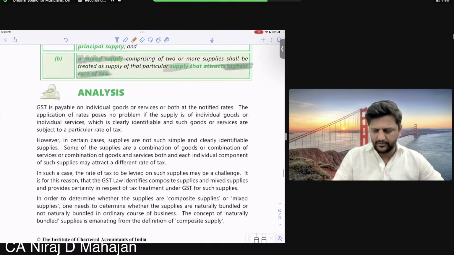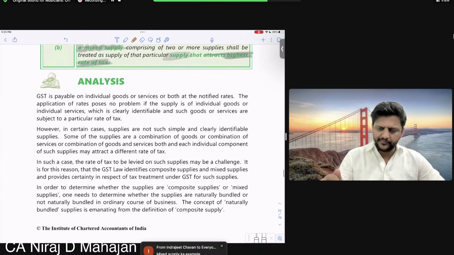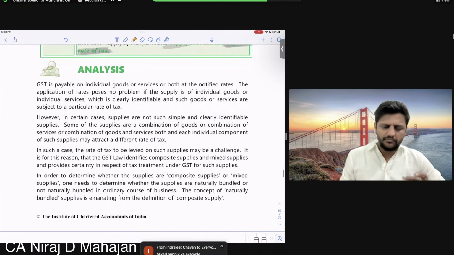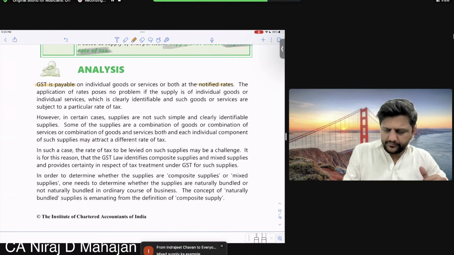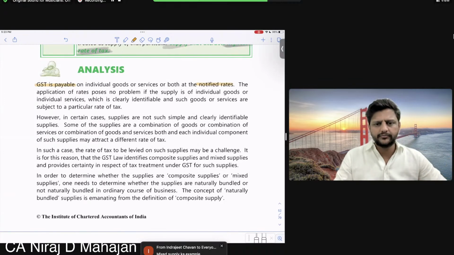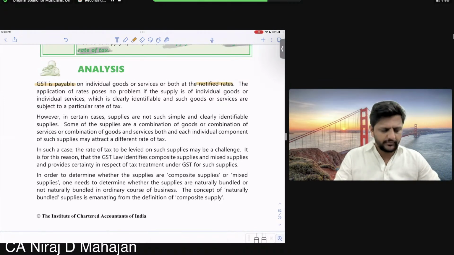Check. Let's take an example. We have lots of examples to cover. So obviously GST is levied on the notified rates. That is okay. I will be doing lots of them. Wait for a minute.